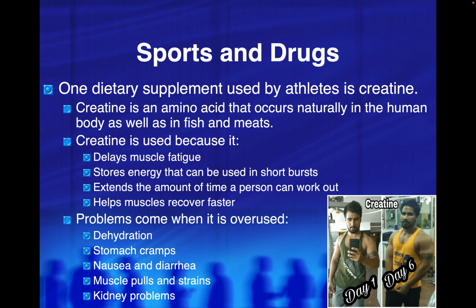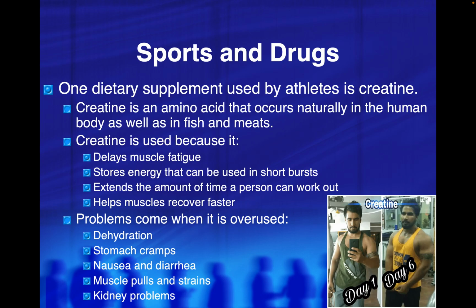Creatine is an amino acid that occurs naturally in the human body, as well as in fish and meats. Creatine is used because it delays muscle fatigue. It stores energy that can be used in short bursts. It extends the amount of time a person can work out. It helps muscles recover faster. Problems come when it is overused.